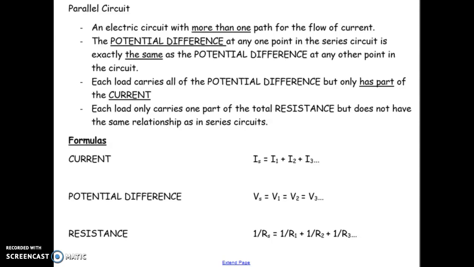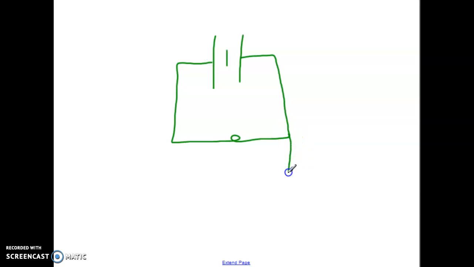Okay, so the second type of circuit we've already mentioned, right? We looked at series circuits. Now we're looking at parallel circuits. Just to recap, I've already drawn these in that other lesson, but a parallel circuit is any time there are multiple pathways for electrons to travel on.